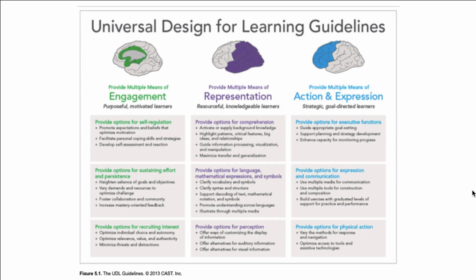Here's an infographic of the ways in which the engagement is linked to the affective network of the brain, representation is linked to the recognition network of the brain, and action and expression is linked to the strategic network of the brain. Take a moment to pause here and read the infographic.